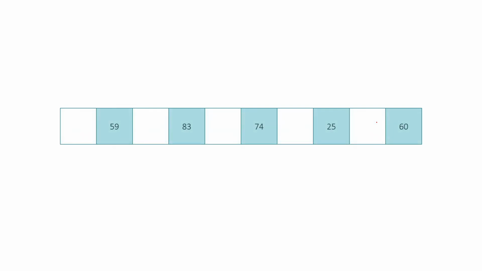By default, 59 is already sorted because it is the first element, and there is no element before it. 83 is greater than 59, so they swap places. 83 is now sorted. 74 is greater than 59, so it swaps places. 74 is not greater than 83, so it is now sorted.